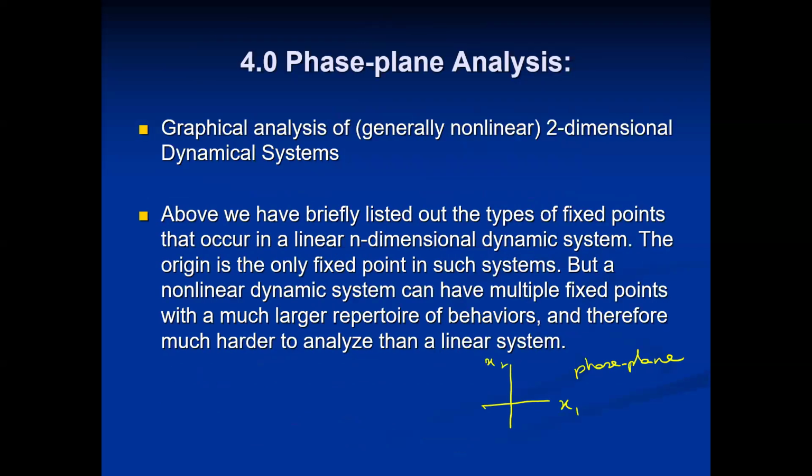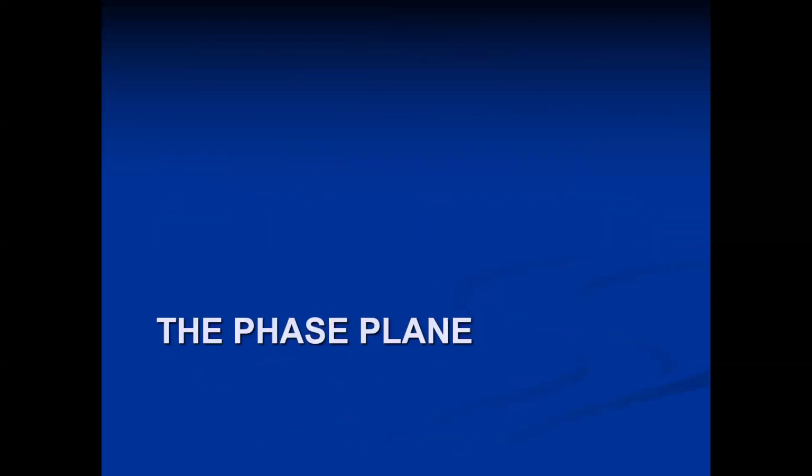So phase plane is basically the state space of a dynamical system when the number of variables is only 2. It's easy to analyze dynamical systems in 2 dimensions, especially nonlinear ones. The high-dimensional nonlinear systems are very hard to analyze. You cannot, for example, come up with a general analytic solution for such problems. There's a lot of things that can be done in 2 dimensions.